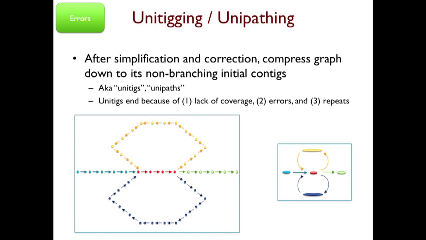These are the assembled sequences that are first put together. Depending on which paper you're reading, these are sometimes called the unitigs. These are sometimes called the unipaths. You can just think of them as the initial contigs that are output. Now, these unipaths are going to end for a couple different reasons.